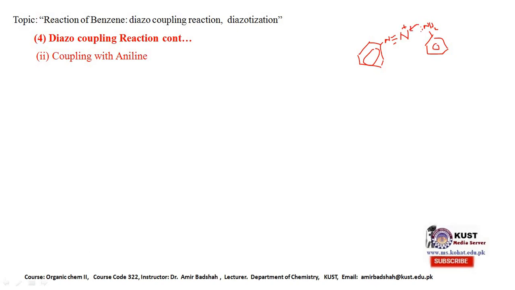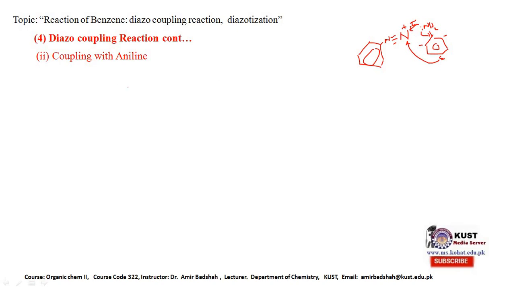Or second, these electrons are shifted to the ring, and it increases the electron density at the ortho position as well as at the para position, but mostly it reacts at the para position, not at the ortho position, due to steric hindrance. So second, it can react through nitrogen as well as it can react through carbon.